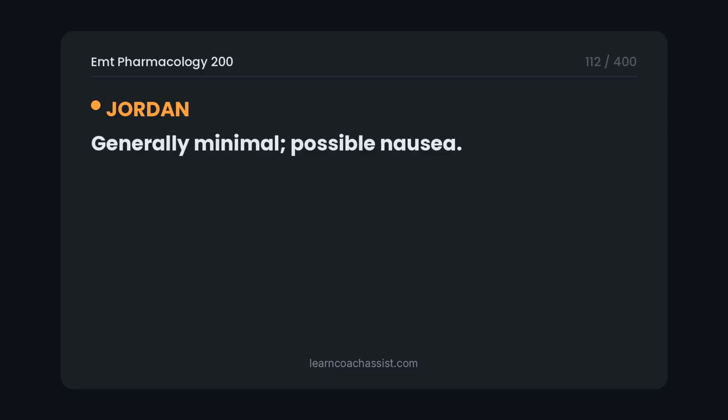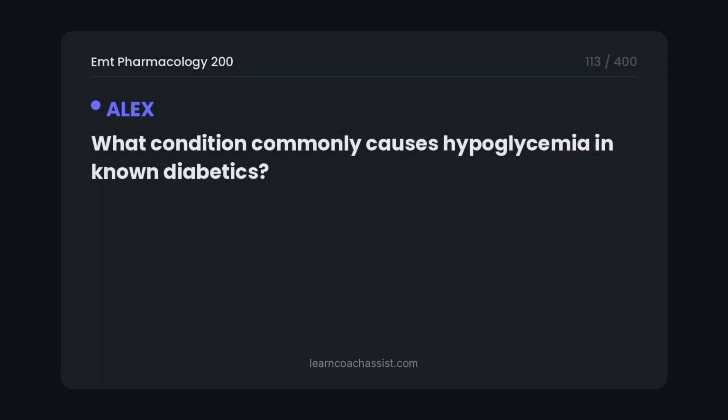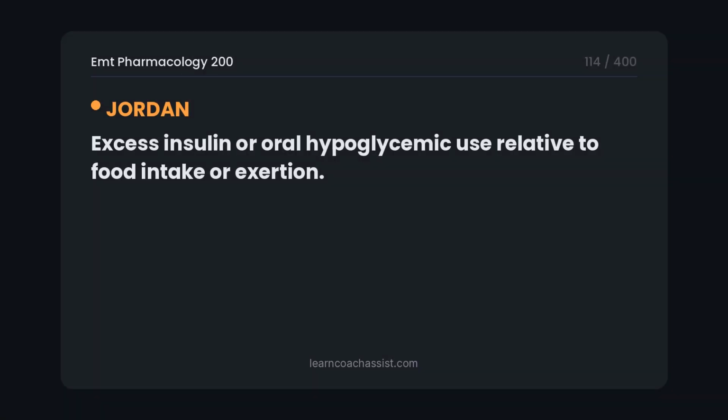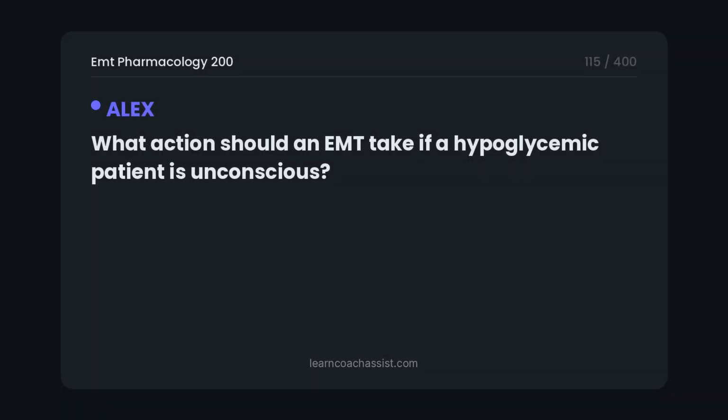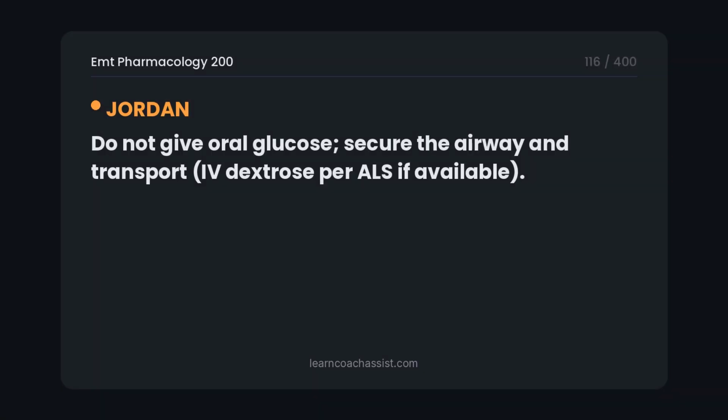Generally minimal, possible nausea. What condition commonly causes hypoglycemia in known diabetics? Excess insulin or oral hypoglycemic use relative to food intake or exertion. What action should an EMT take if a hypoglycemic patient is unconscious? Do not give oral glucose, secure the airway and transport, for dextrose per ALS if available.